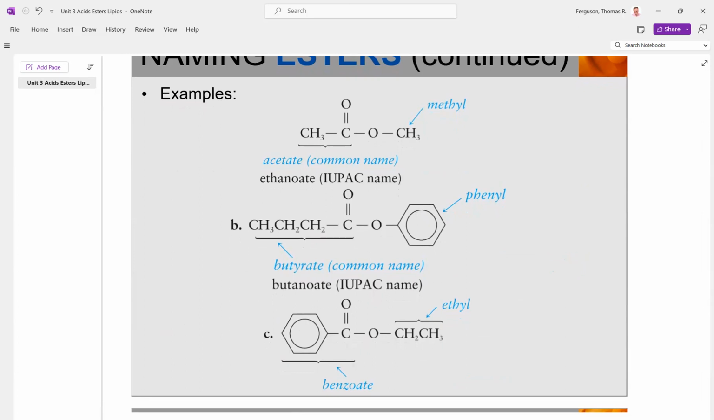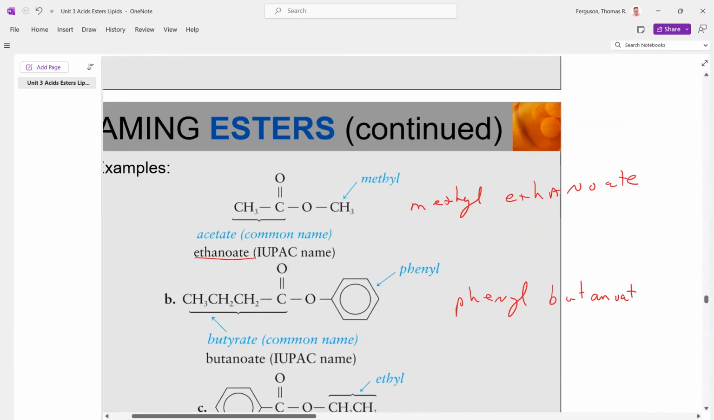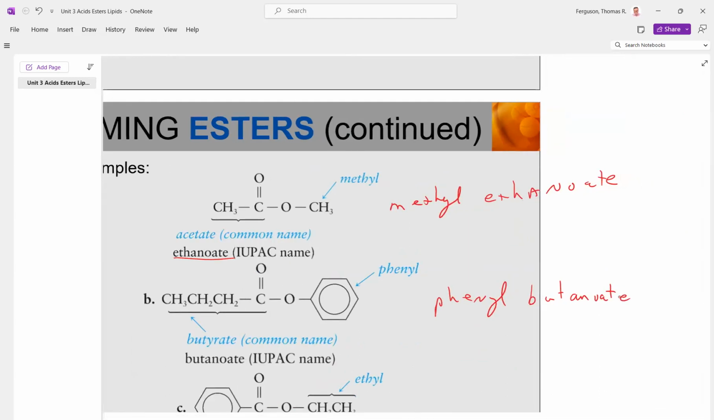So to name the first one up there, it's going to be methyl. So it's going to be methyl ethanoate. This one here is going to be phenyl. Phenyl butanoate.